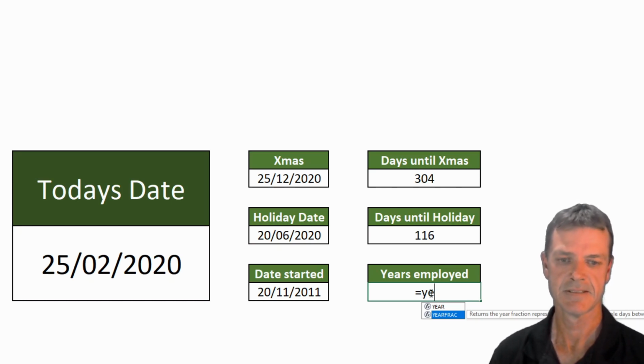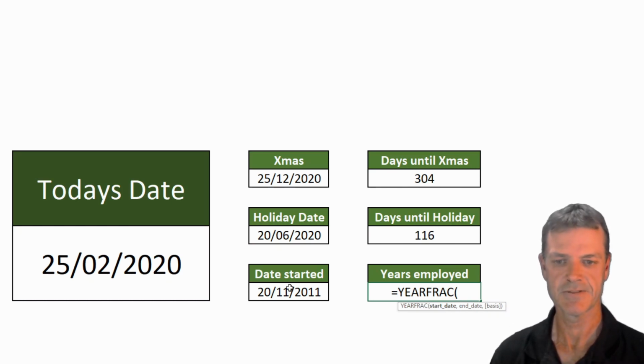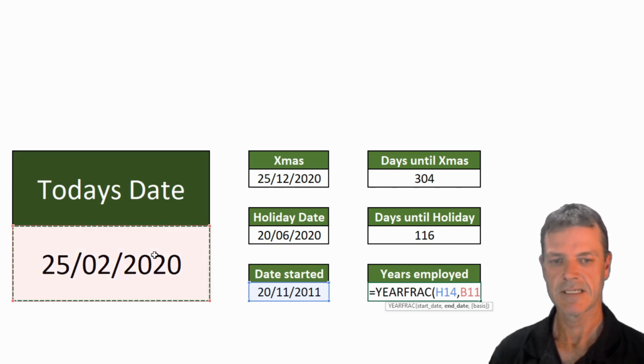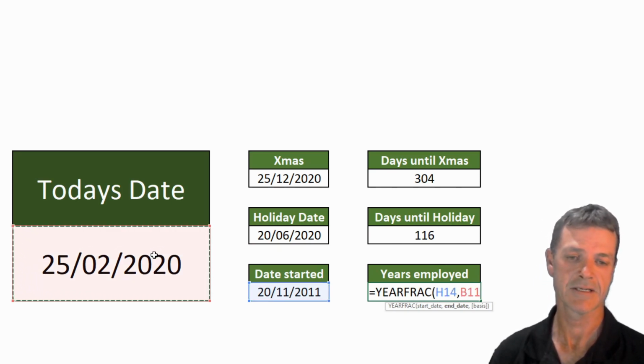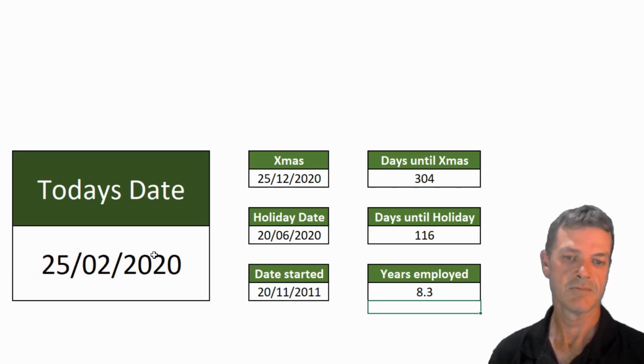an end date. Okay, so from there I can push Tab, it'll put in the whole name of the function and the first bracket. Now it's waiting for me to give it a start date. So the start date is that cell there. Now it wants a comma, and that one, I don't need a closing bracket, it'll add that. Enter that. So your employee has been employed for 8.3 years.